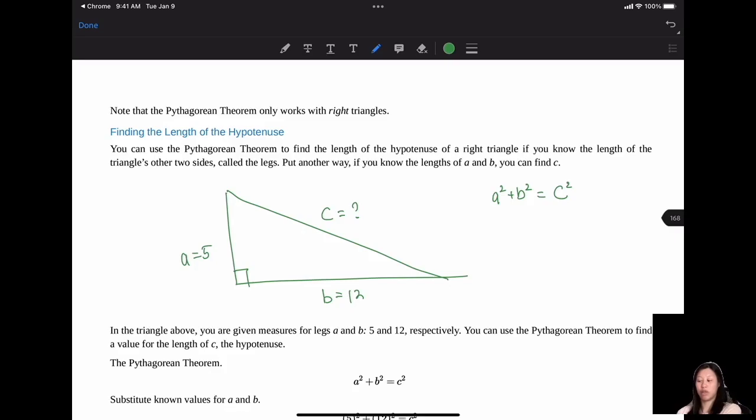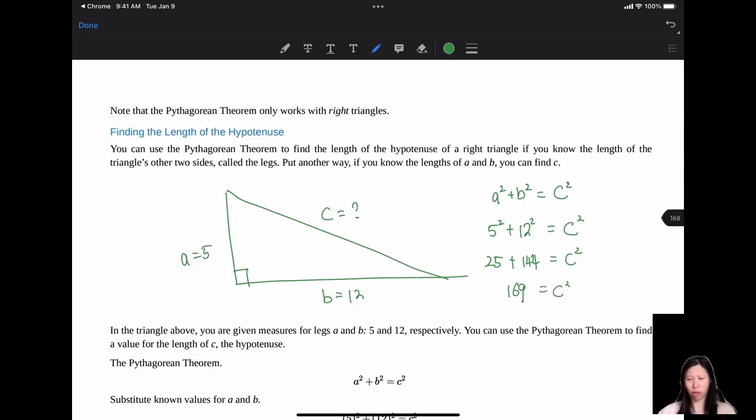And then we substitute A and B into the equation. We have 5 squared plus 12 squared equals C squared. So 5 squared equals 25, 12 squared equals 144, and that equals C squared. 25 plus 144 equals 169, which equals C squared.